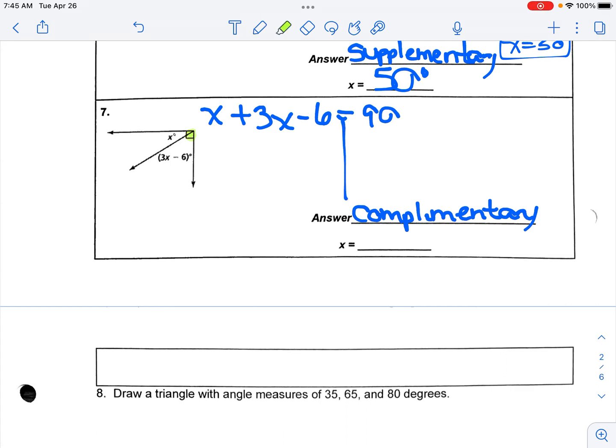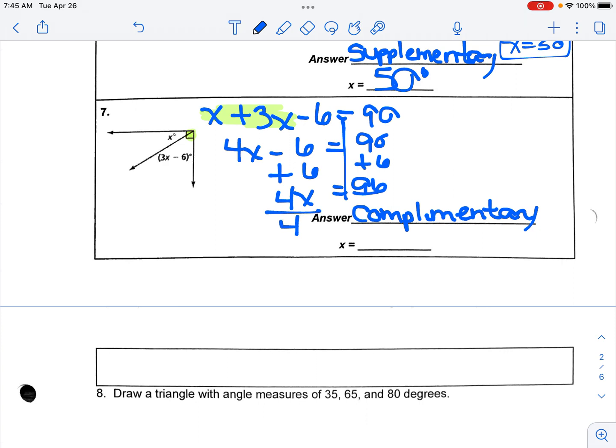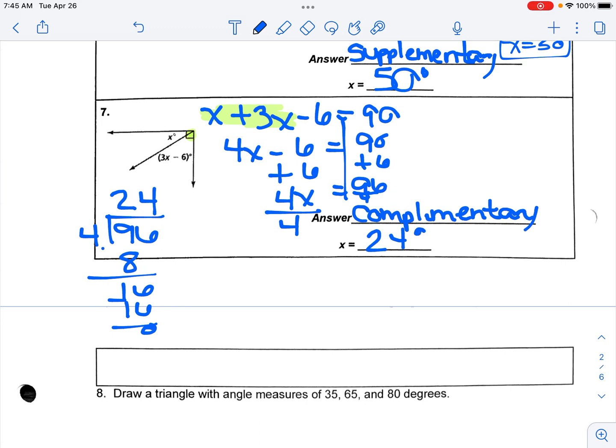Combine like terms. 4x minus 6 equals 90. Undo your subtraction. Add 6 to both sides. 4x equals 96. Divide both sides by 4. X equals 24 degrees.